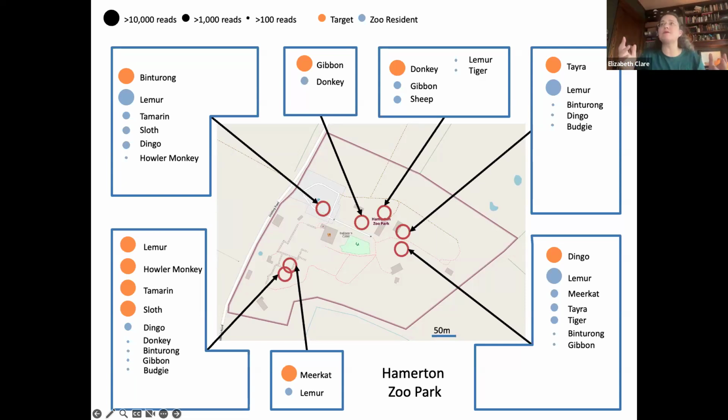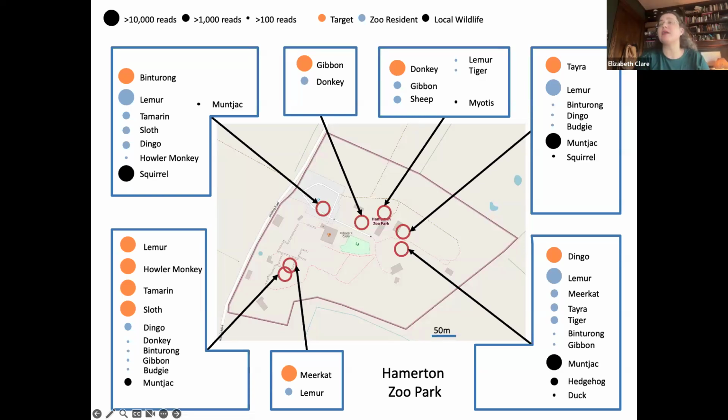So the strongest signals were always from the animal that was there, but there were other signals as well from other parts of the zoo that were being moved. And we also found some wildlife. If you are in England and you just find hedgehogs, people get really, really excited because hedgehogs are endangered. And we had hedgehog DNA wandering around. This is an open park. The animals can walk through.